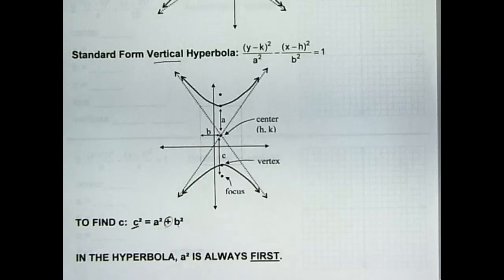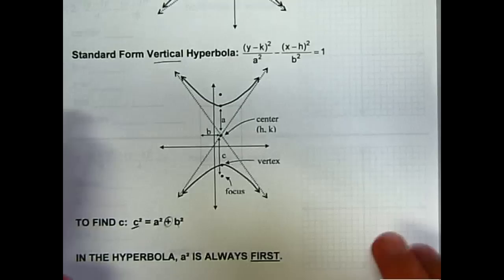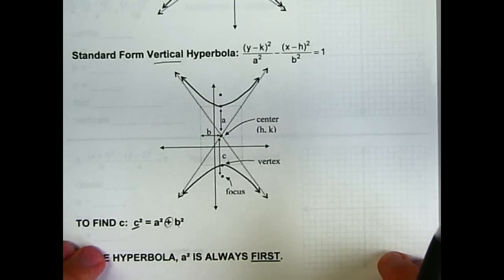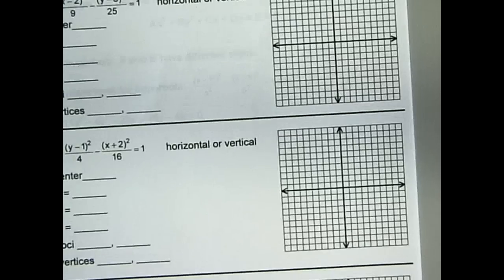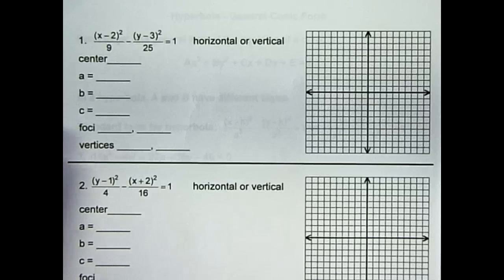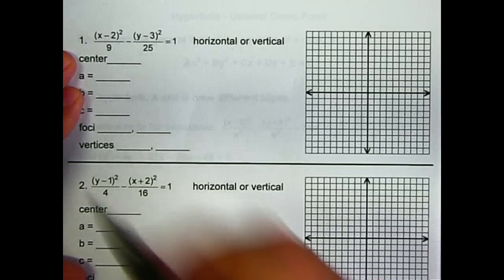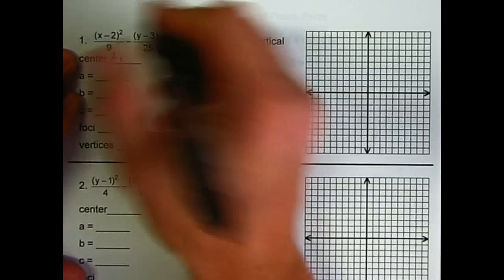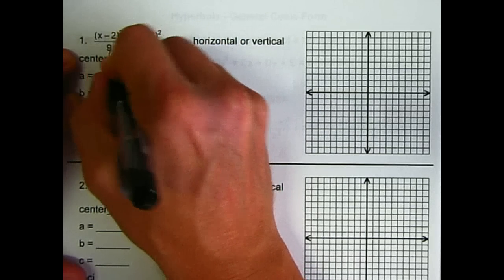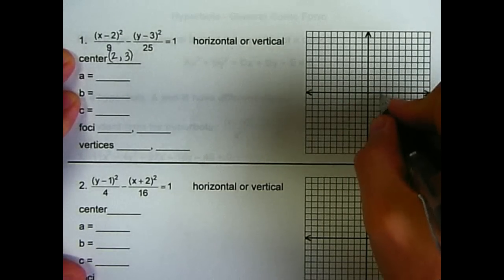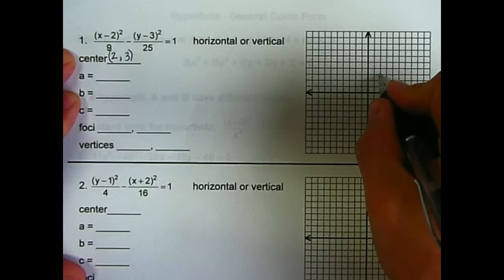All right, so that's enough chit chat about that. Let's actually try and graph a few of these, and we can learn as we go doing that. Let's get this all set up here. There we go. Same as before, (h, k) is my center. So the center of this one is going to be (2, 3). So let's go 2 over and 3 up.